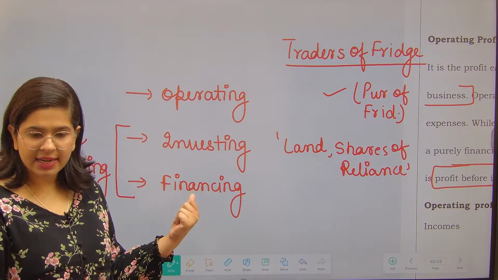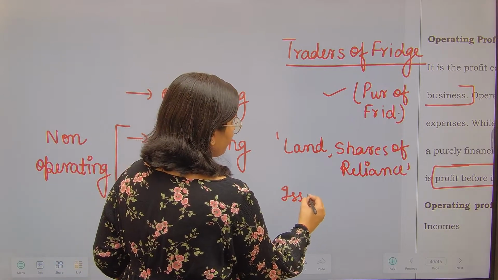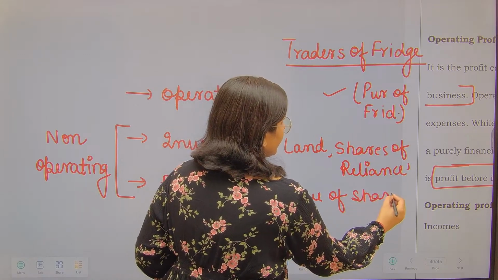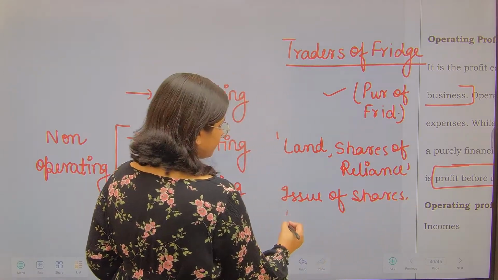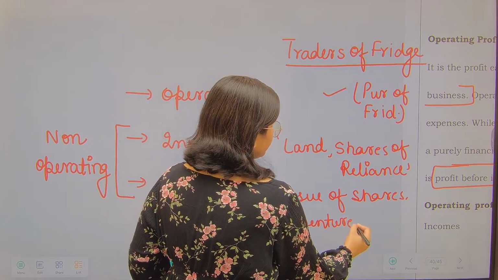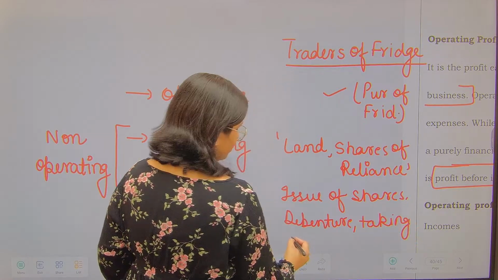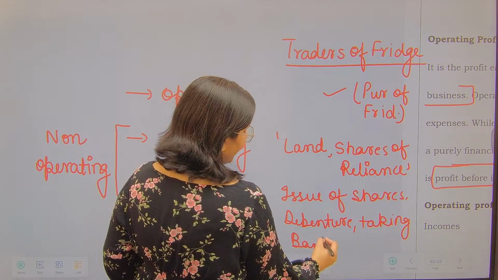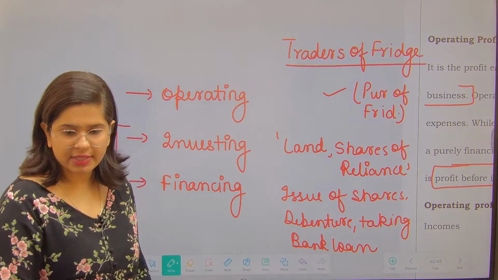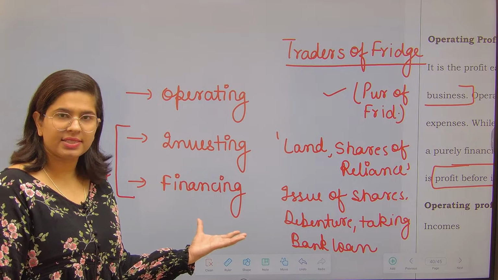Next is financing activity. Financing activity means issue of shares, debentures, taking loans like a bank loan; that will be called your financing activity. Now, for example, if you have paid interest on the bank loan, then what kind of activity will it be? It will be a financing activity.